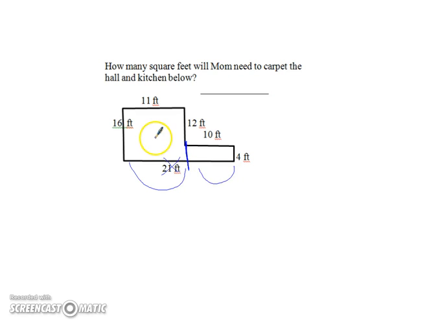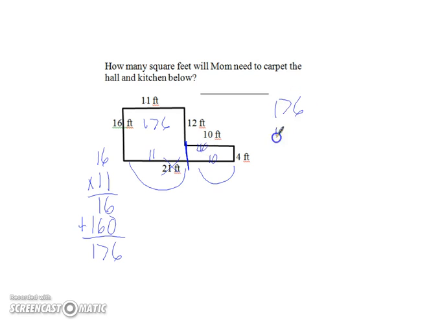So I go to the big rectangle, I'm looking for the base. So if the top part's 11, this down here would also be 11. So there's my base, 11 times 16, which is going to get me to 176. Over here, base times height, since the top's 10, the bottom is also 10, so base times height is 10 times 4 is 40. Got 176 plus 40 equals 216 square feet.